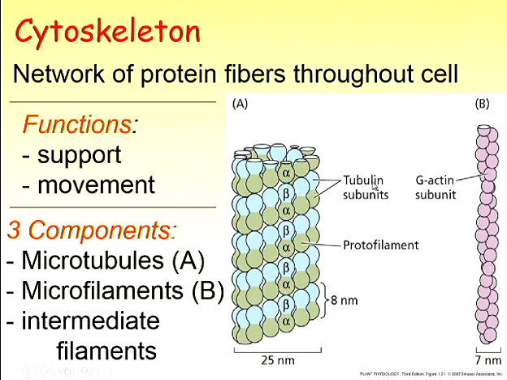So tubulin is the subunit that is used to make these microtubules. Actin is the kind of protein that microfilaments are made up of, and the intermediate filaments are made of keratin. And keratin you probably know because your nails and your hair are made of keratin, so it's the same protein that is used in the cytoskeleton.